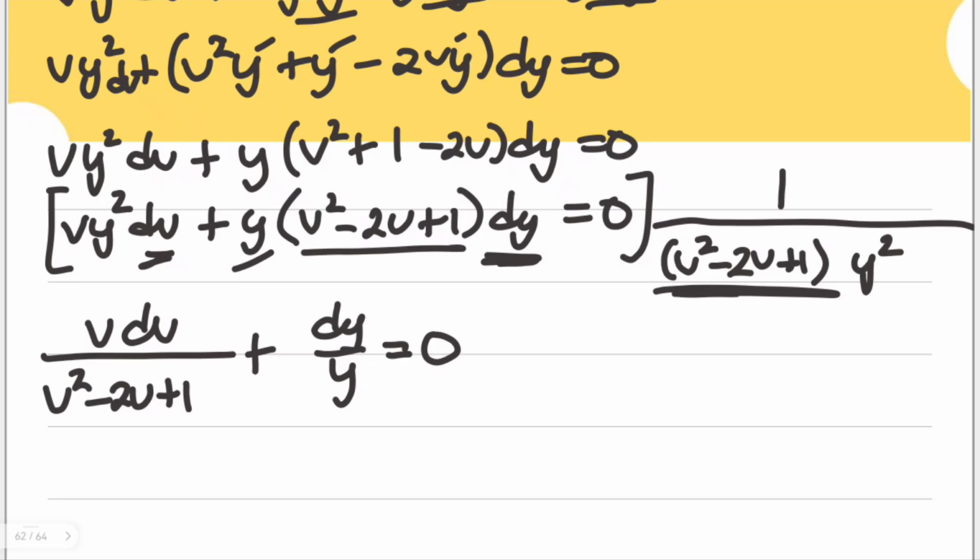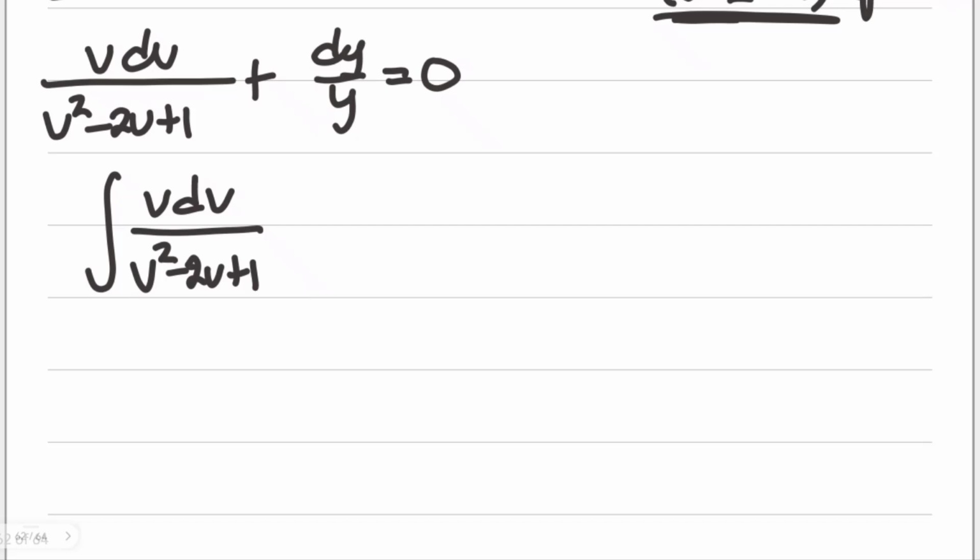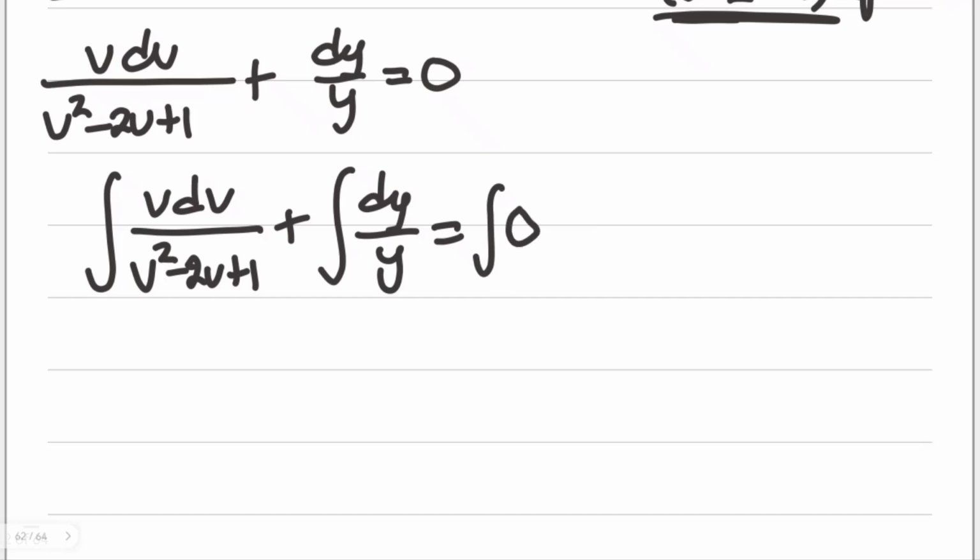So we are now done with separating the variables. Take note, we only have y's here, and we only have v's on this side. This time we are now going to integrate both sides. You have the integral of v dv over v squared minus 2v plus 1. And you will have here the integral of dy over y and the integral of 0.